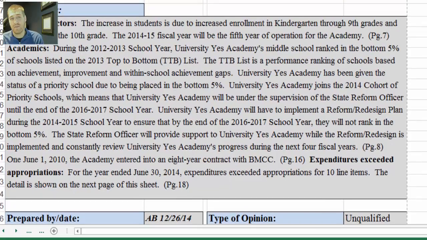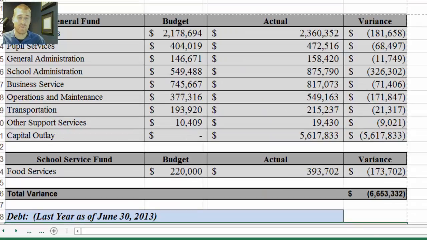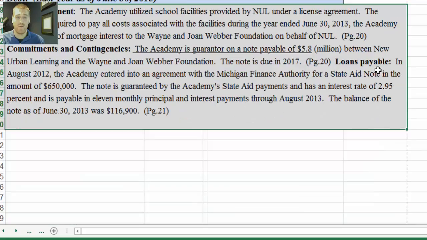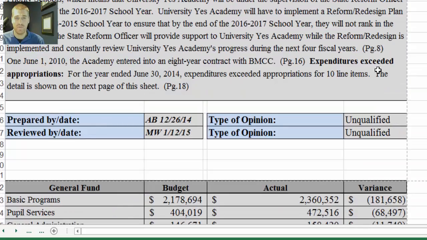And again, we'll probably have some form of correspondence with the school and communication to address some of these issues that I brought up.